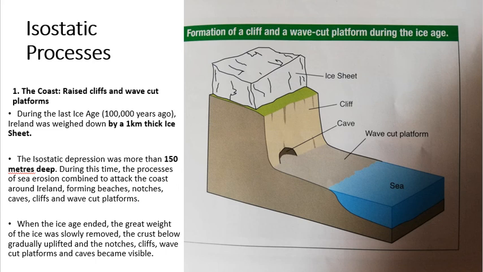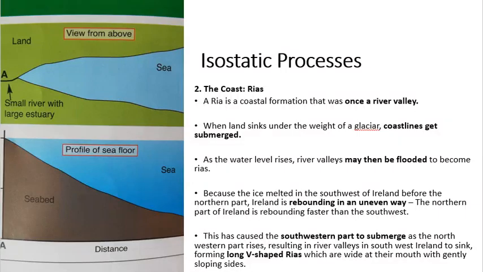Okay, and a lot of the stuff, particularly on the northwest coast of Ireland and Donegal, was formed underwater during the ice age as a result of isostatic processes. Okay, so that's our first feature of things on the coast that are formed by isostatic processes. It's cliffs, wave-cut platforms, and caves. Very, very straightforward, guys.